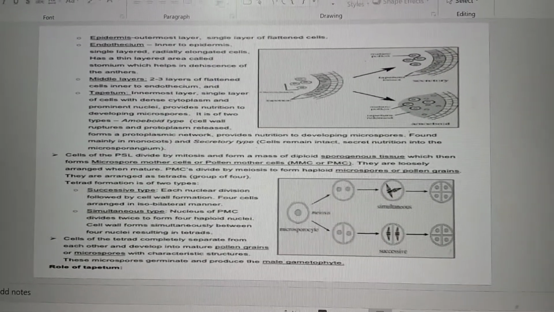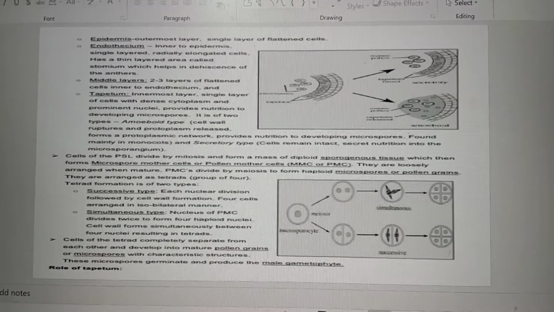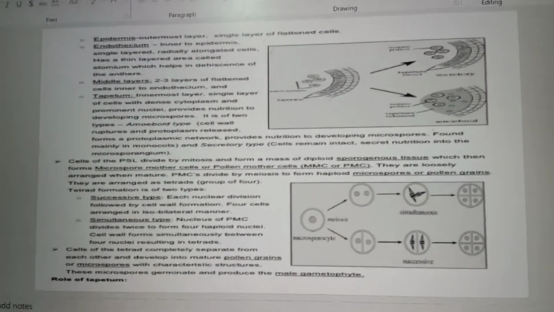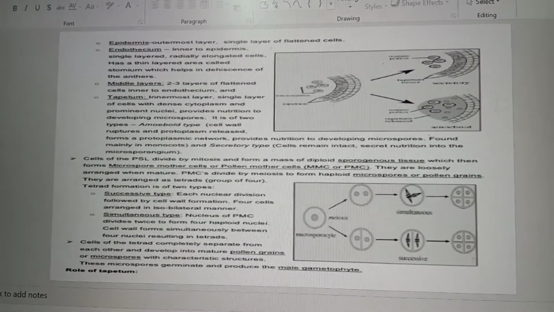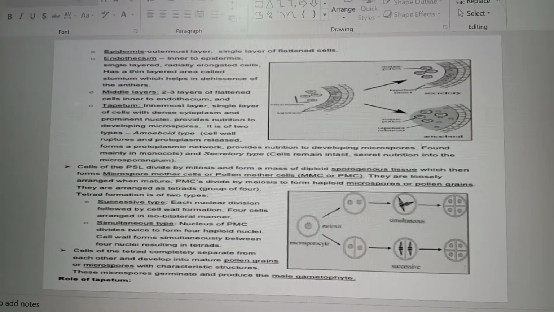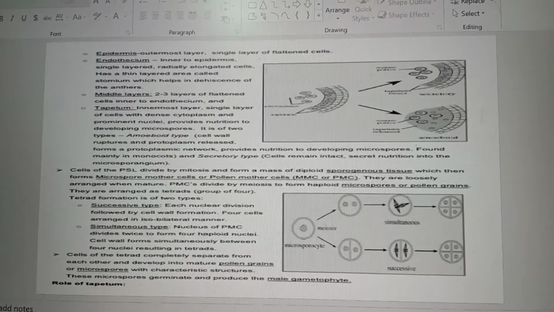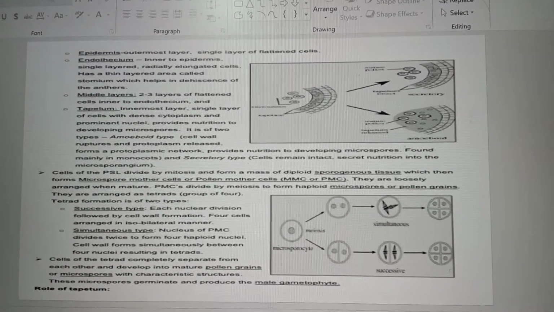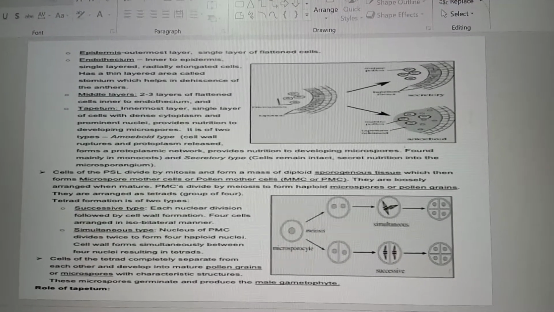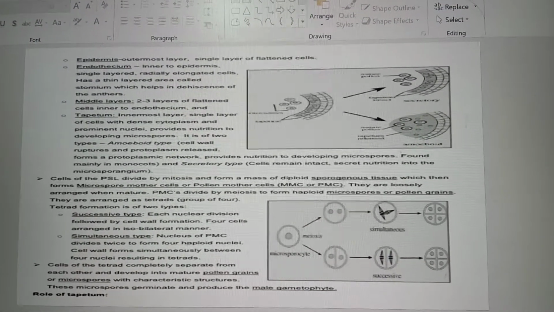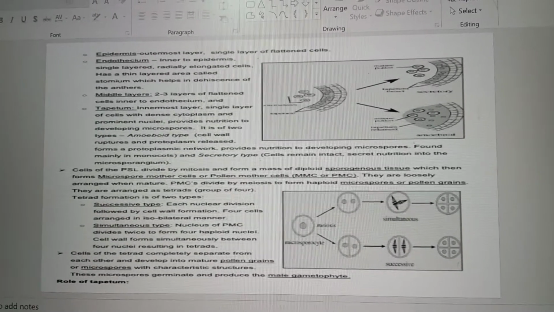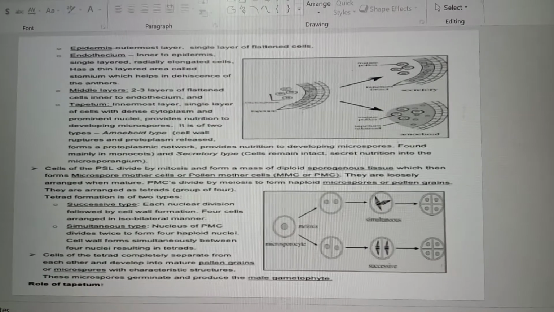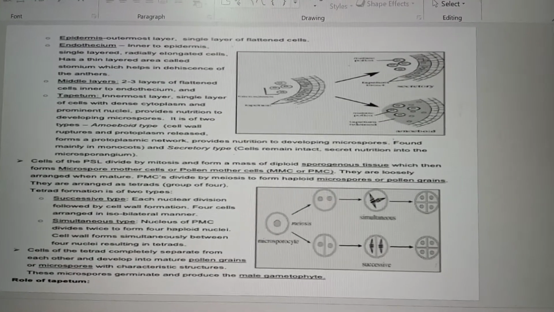The tapetal cells are of two types, the amoeboid type and the secretory type. In the amoeboid type, the cell wall ruptures and the protoplasm is released in the form of a protoplasmic network, and it provides nutrition to the developing microspores. It is found mainly in the case of monocots. So the amoeboid type of tapetum is a characteristic feature of the monocot families. So we have two types of tapetal cells, one is amoeboid and the other is secretory.